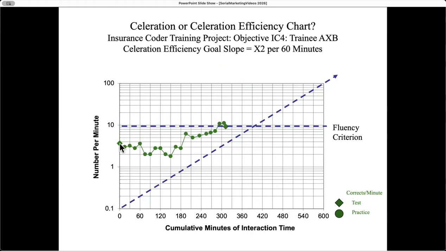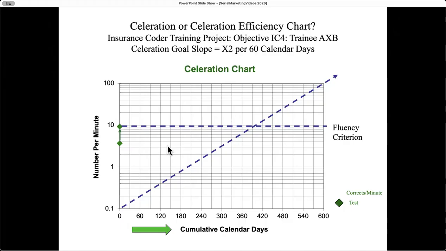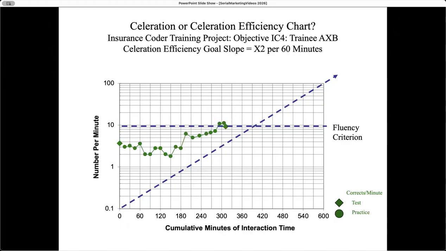Well, what happened here? Here's the same beginning pretest measure, if you will, number of corrects per minute. And here's the same ending measures, which show that the trainee met the fluency or mastery criterion. Why is the slope shallow? It's because although it was only one day, the trainee spent over 300 minutes of interaction time practicing between the first test and the last test. So that's the difference between acceleration and acceleration efficiency chart.